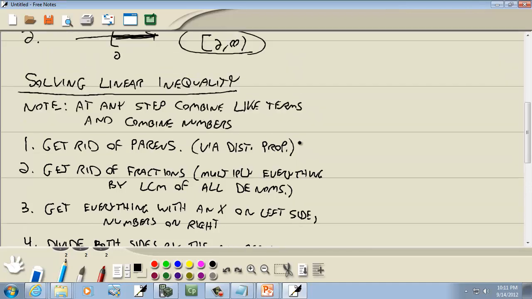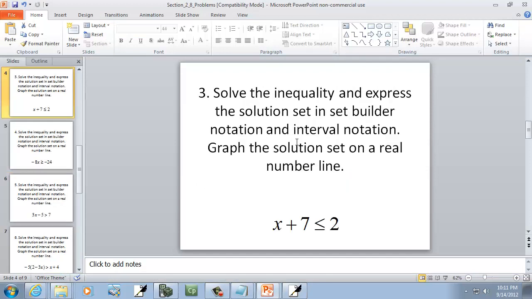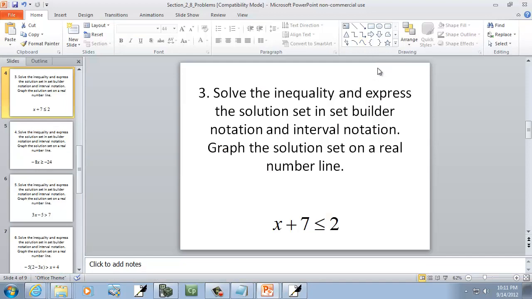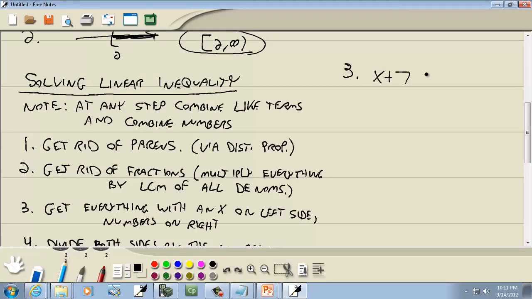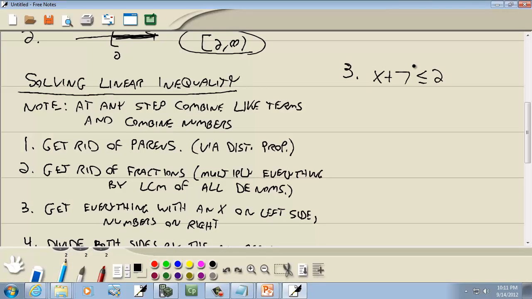Okay, let's take a look at some problems dealing with this. X plus 7 is less than or equal to 2. And it says solve the inequality, express the solution set in set builder and interval and graph it. So I want you to do all three here.